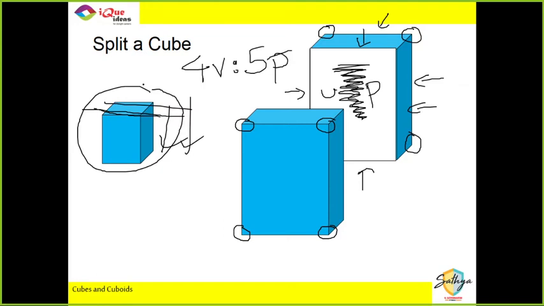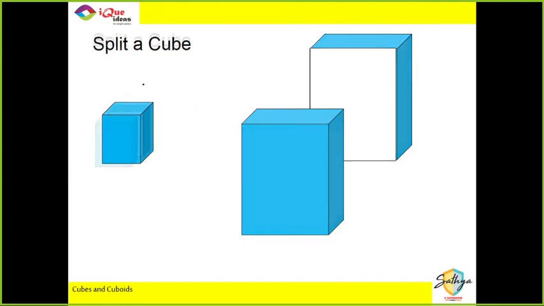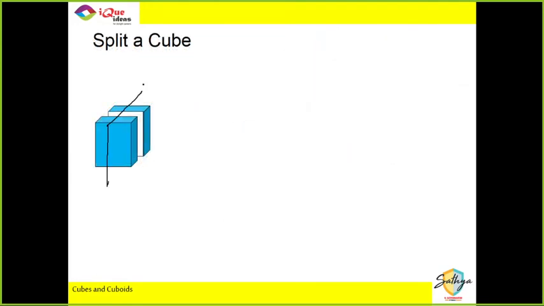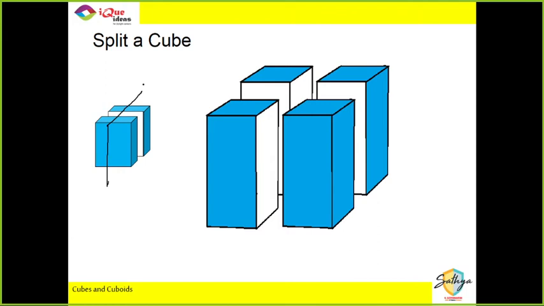Did you understand? No. See, I've written 4V, 4 vertices, 5 painted. Okay. Now I'm cutting it again. So, we have 4 pieces. How many original vertices remain on each piece?